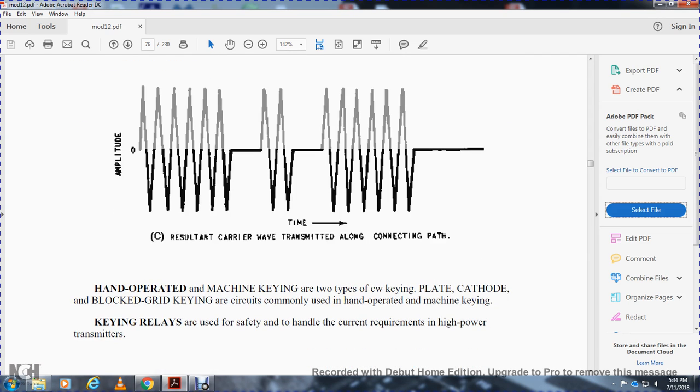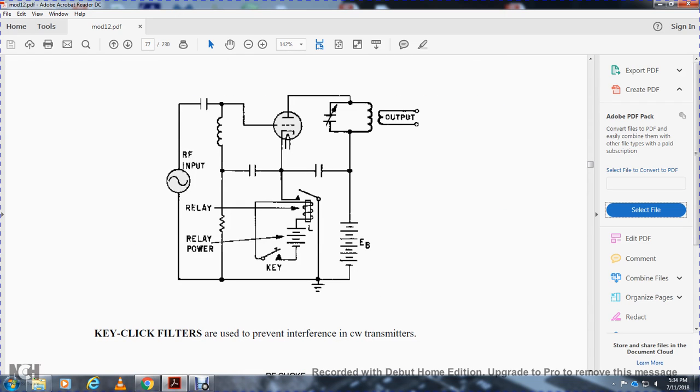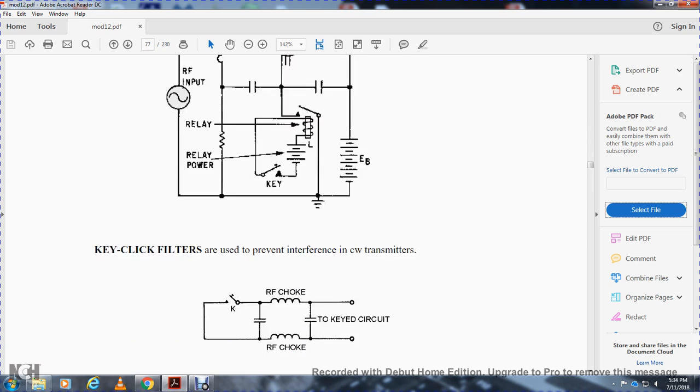The hand-operated machine key is used with two types of continuous wave keying: cathode keying and plate or grid keying. The circuit commonly used with the hand-operated machine key uses relays for the safe handling of current requirements for high power transmitters. Key click filters are used to prevent interference from continuous wave transmitters.